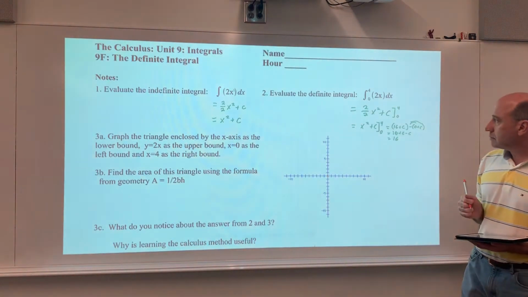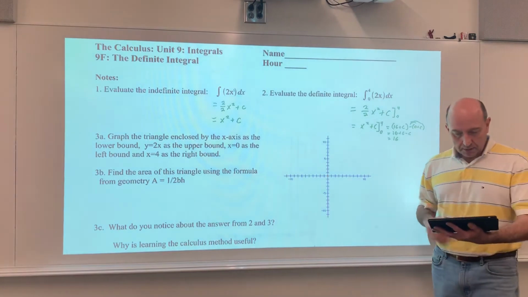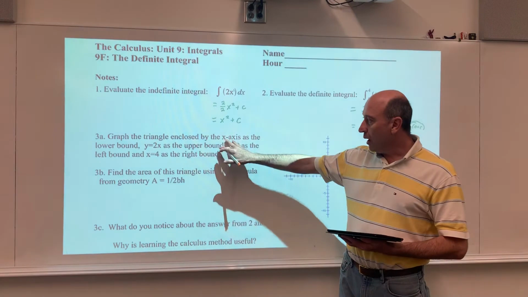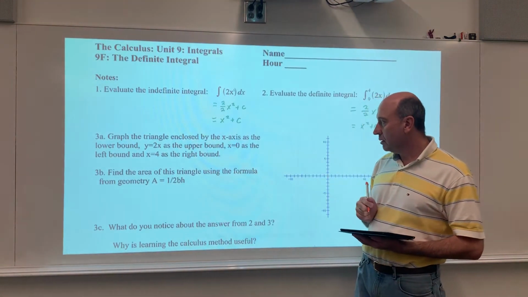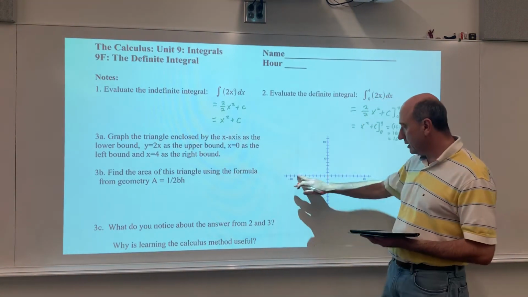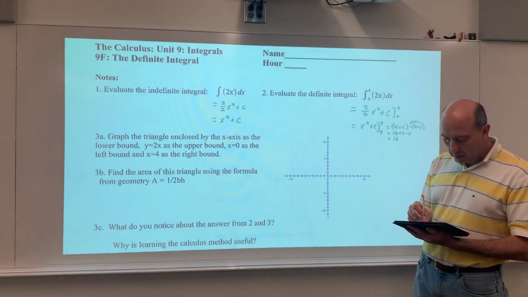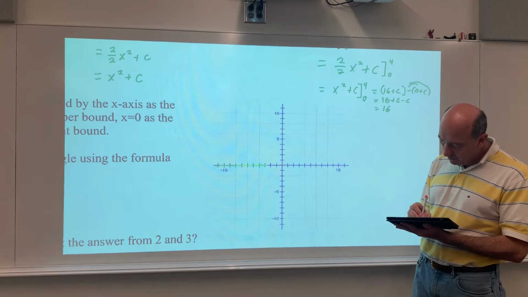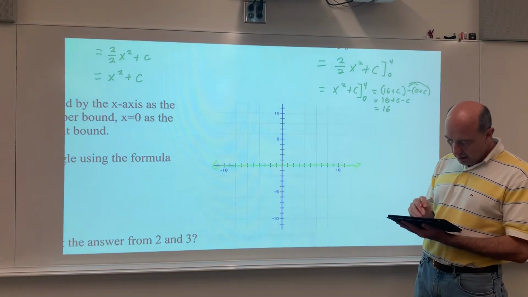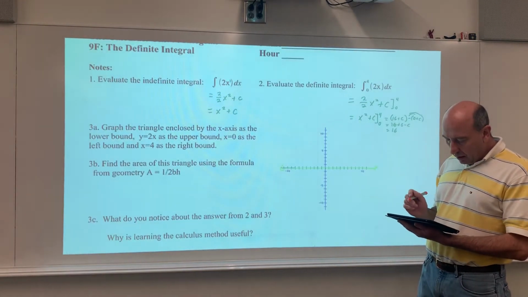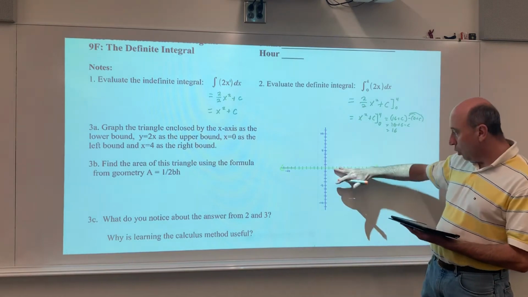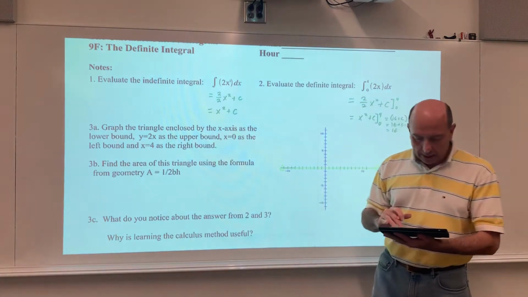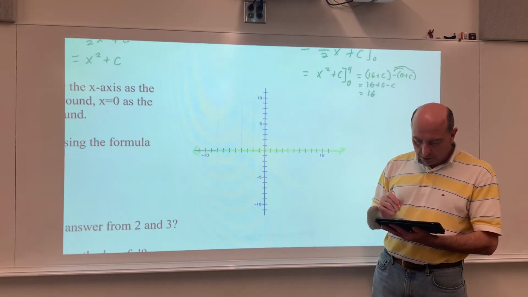Okay. Let's move on. Next idea. Graph the triangle enclosed by the x-axis. So this is the x-axis, and the x-axis is one of our bounds. Graph the triangle enclosed by the x-axis as the lower bound, and 2x as the upper bound.